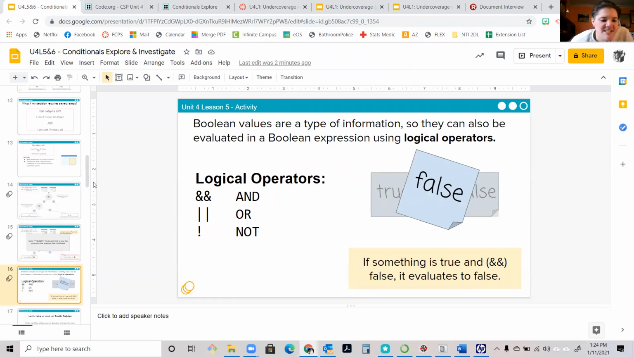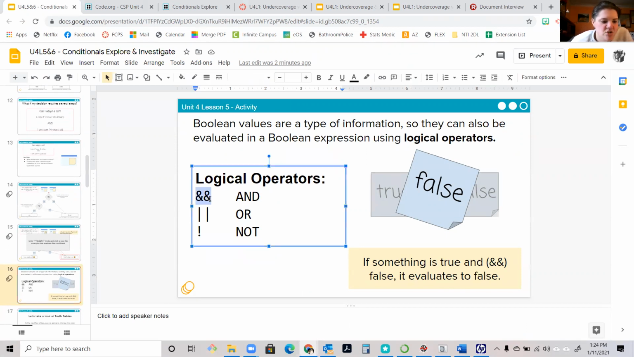So if we are stacking more than one expression, we can use logical operators so that they are all impacting our final decision. So our logical operators are and, which is 2 ampersands. That's the thing above the 7. If you shift 7, 2 straight lines means or, that on my keyboard is shift and then the button above enter. Then a single exclamation point means not.